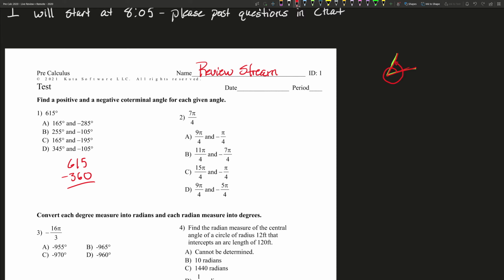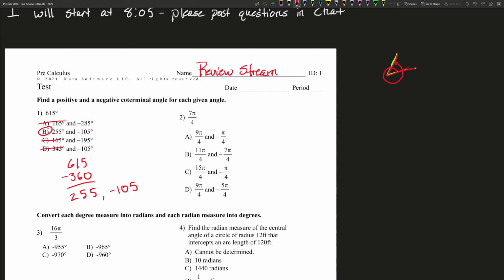All right, so 255 is one of the angles. And the only option here is B, right? None of these other options have 255 as a part of it. We can also check by subtracting 360 again, and we get negative 105. So it has to be option B.